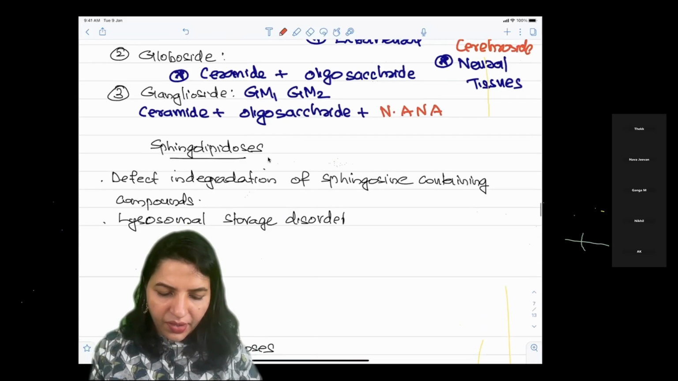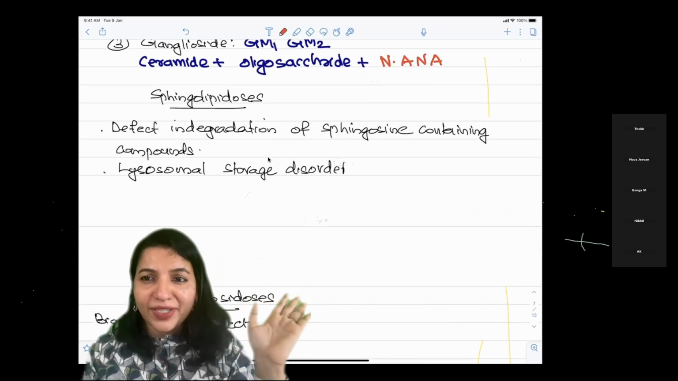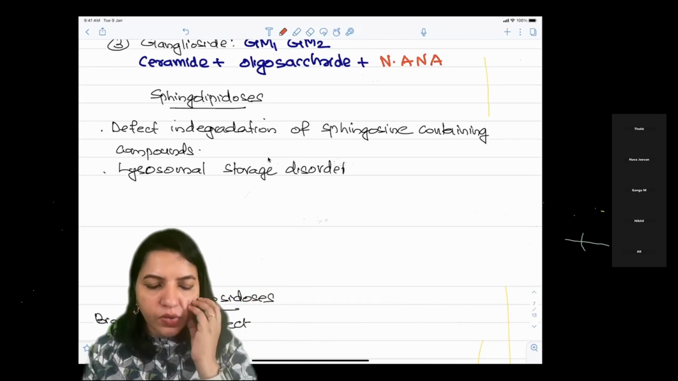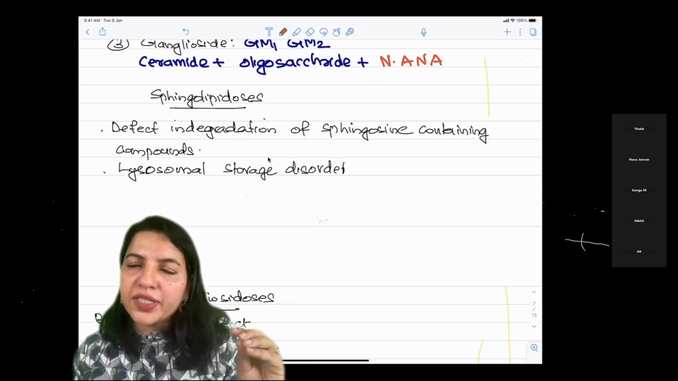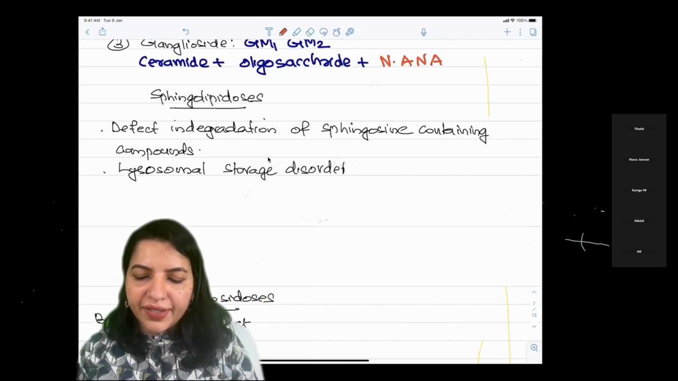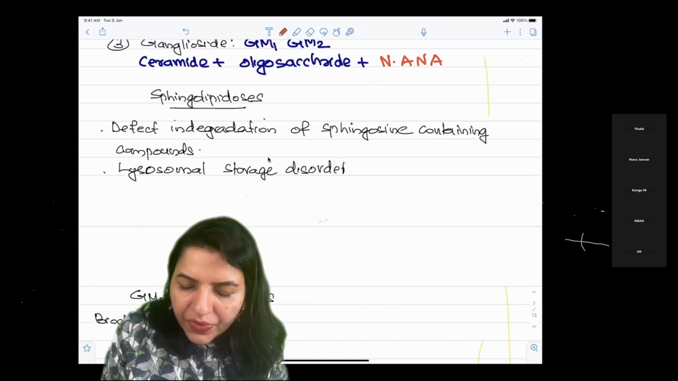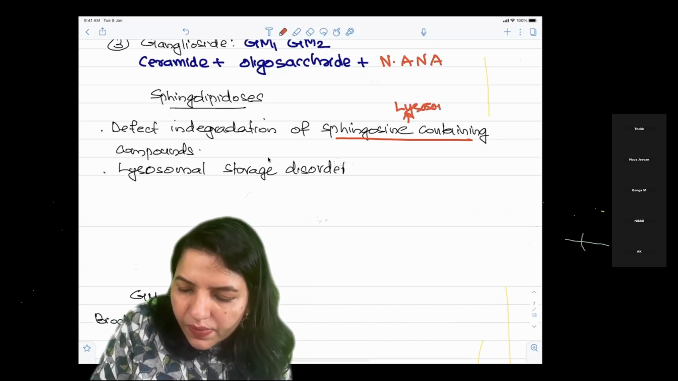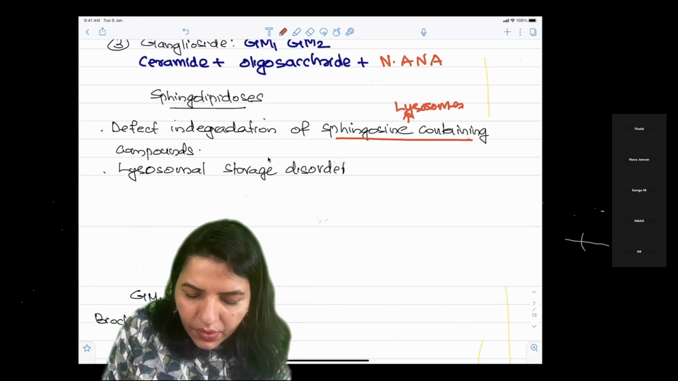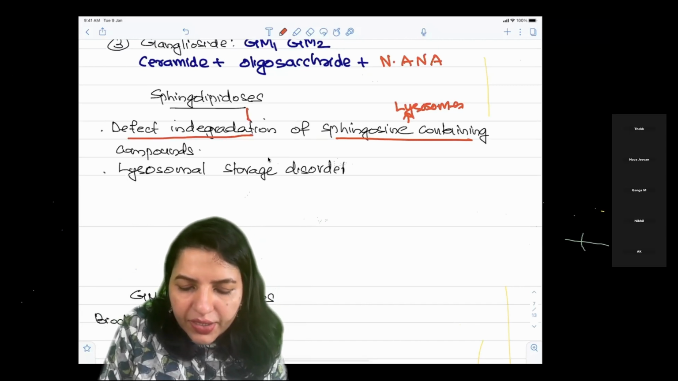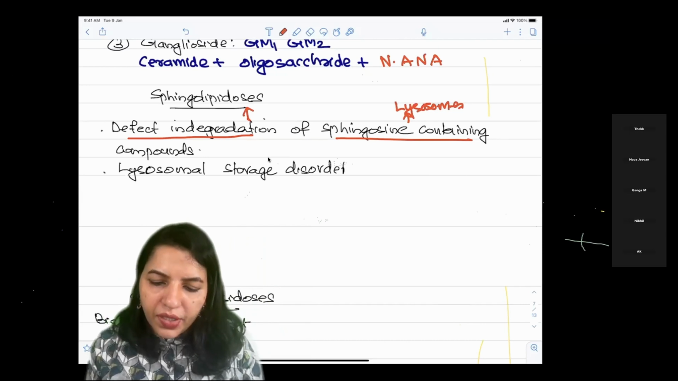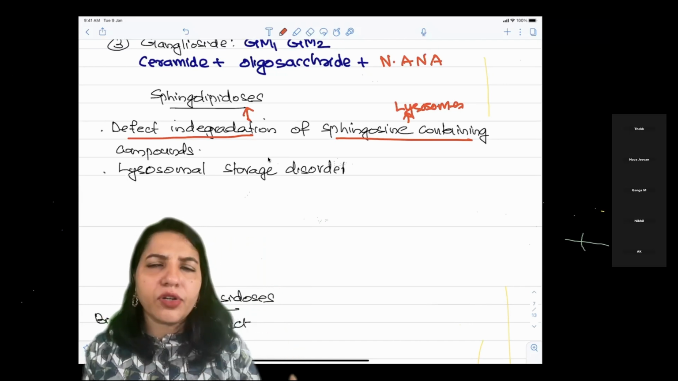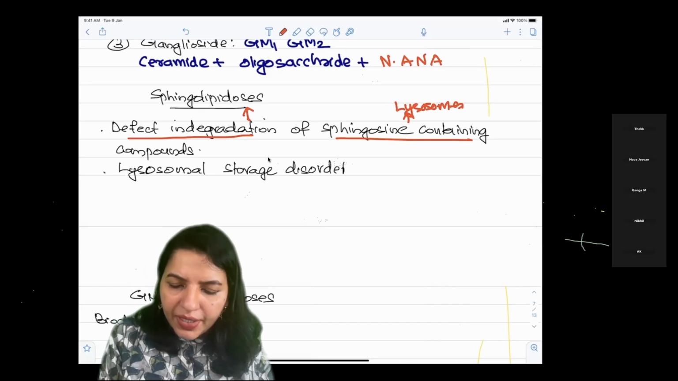Okay. Now what we are going to learn is sphingolipidosis. So what is sphingolipidosis? Degradation of sphingosine-containing compounds takes place inside an organelle called the lysosome. So any defect in the degradation of the sphingosine-containing compounds inside the lysosomes is called sphingolipidosis. It includes the sphingomyelin as well as the glycosphingolipids we have learned.